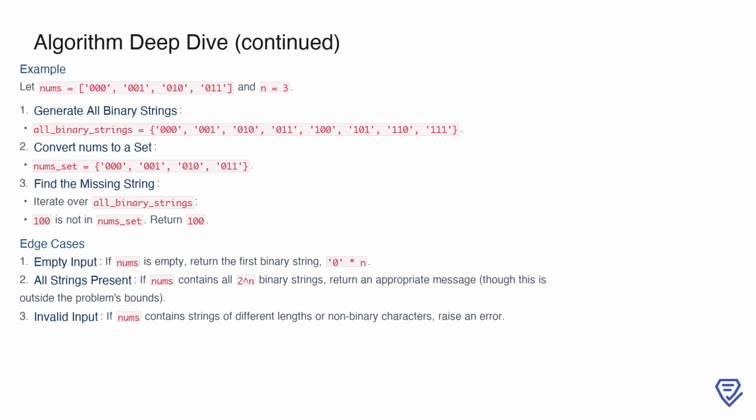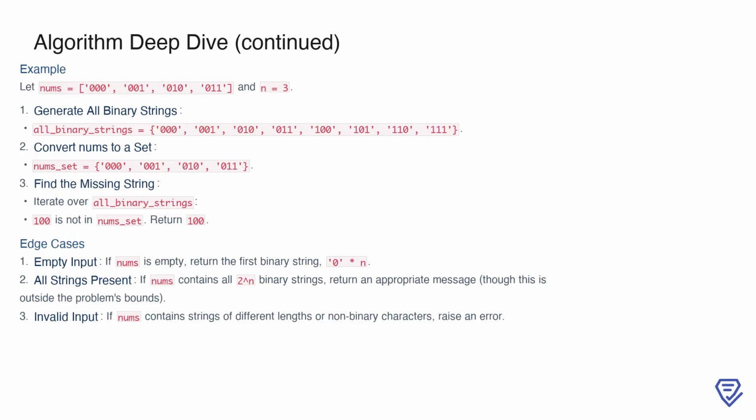Let's illustrate the brute force algorithm with an example. Suppose nums is 000, 001, 010, 011, and n equals 3. First, we generate all possible binary strings of length 3, which are 000, 001, 010, 011, 100, 101, 110, 111. Next, we convert the input array nums into a set, resulting in nums_set equals {000, 001, 010, 011}. Now, we iterate through all_binary_strings. The first string that is not found in nums_set is 100, so we return 100 as the missing binary string.